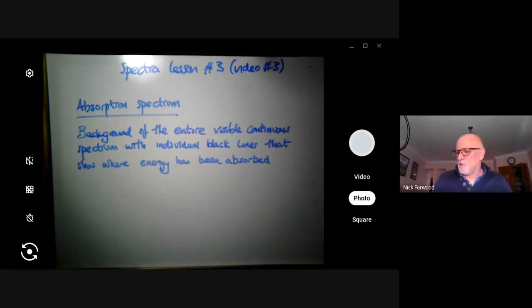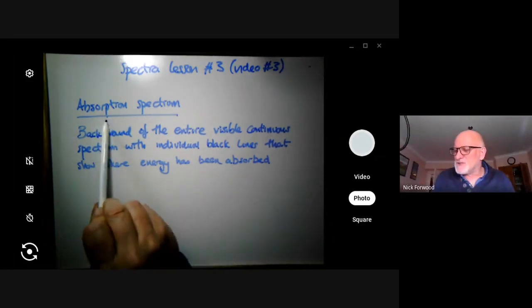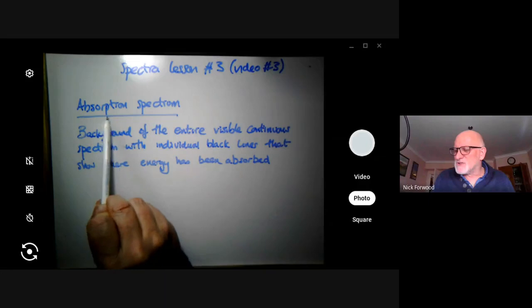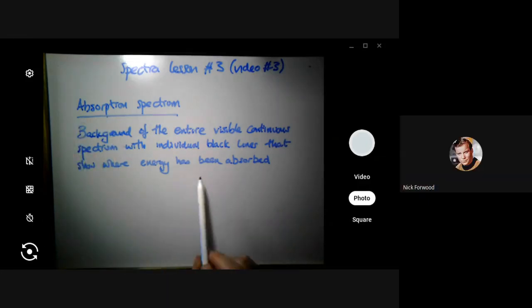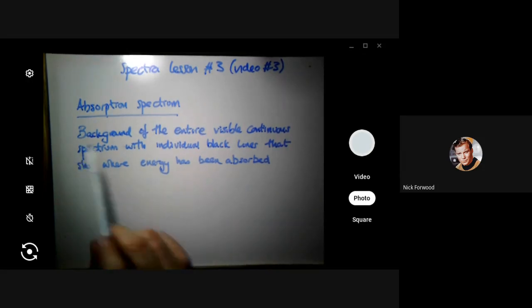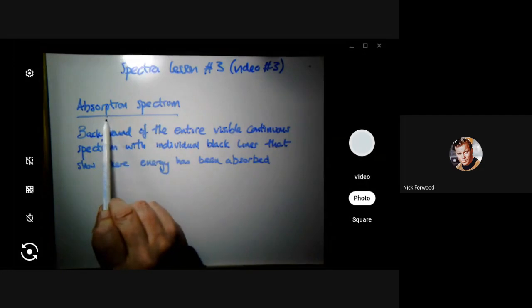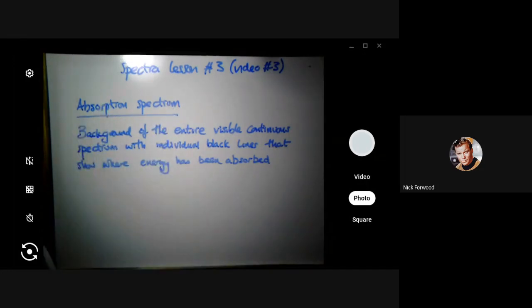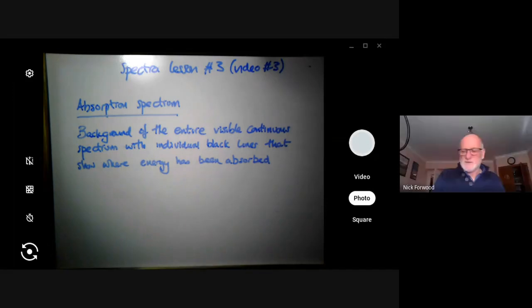Okay, note absorption has got a P in the word, but where energy has been absorbed, that's got a B in the word. I don't know why, but there are two different words. Absorption, that's the name of the spectrum, and the process is where energy has been absorbed, has got a B in it. Okay, so we've done actually some of this stuff before at National 5.